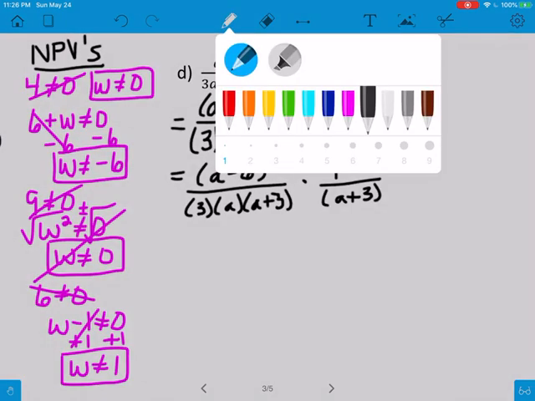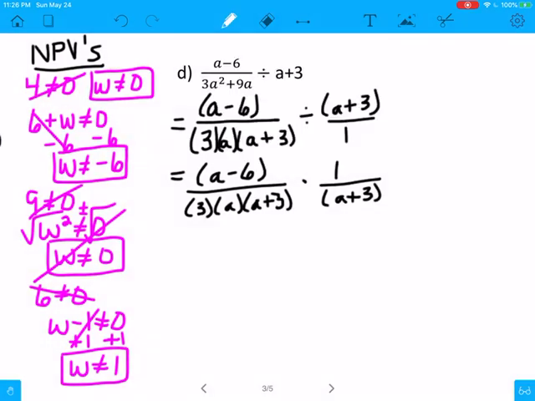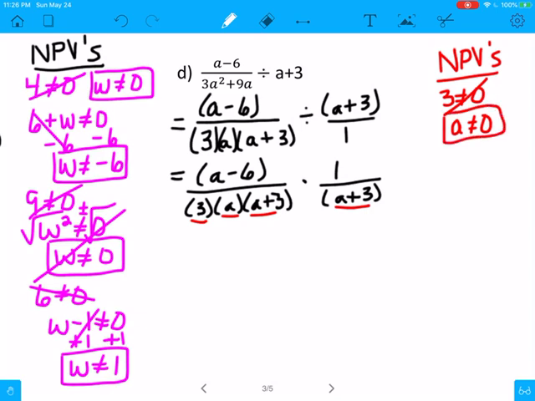Then I state my NPVs. 3a, a plus 3, a plus 3. Well, there's 2 of those, so I don't have to do it twice. So I'm going to go 3 cannot equal 0, not an NPV. A cannot equal 0 is 1. And then a plus 3 cannot equal 0, subtract 3. A cannot equal negative 3.